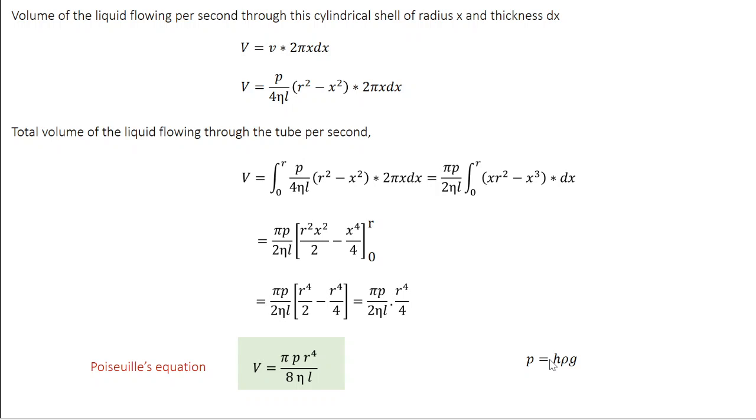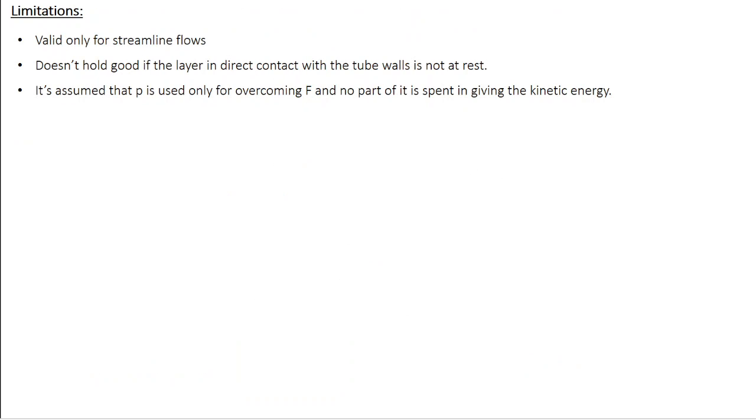Now Poiseuille's equation has some limitations. You cannot apply it to all conditions because it is valid only for streamline flow. In the case of turbulent flow, you cannot apply this equation. It also doesn't hold good if the layer in direct contact with the tube walls is not at rest, which happens in some cases. Also, it is assumed that P is used only for overcoming the resistive force, and no part of P is spent in giving kinetic energy. So these are some of the limitations of Poiseuille's equation.